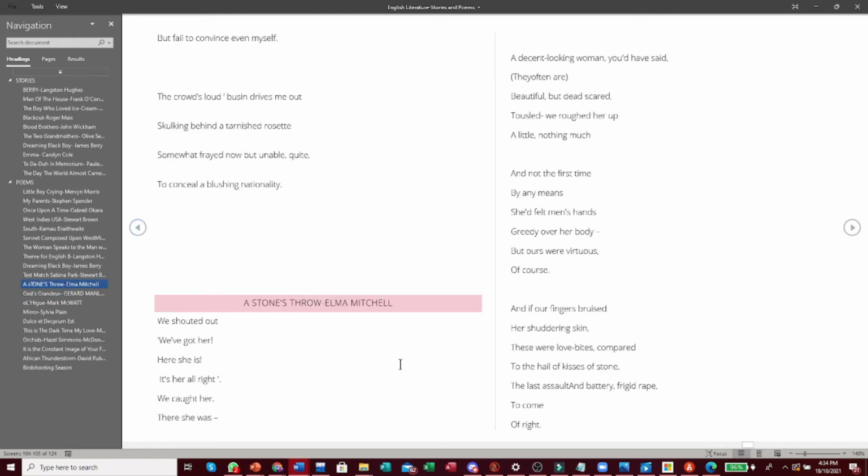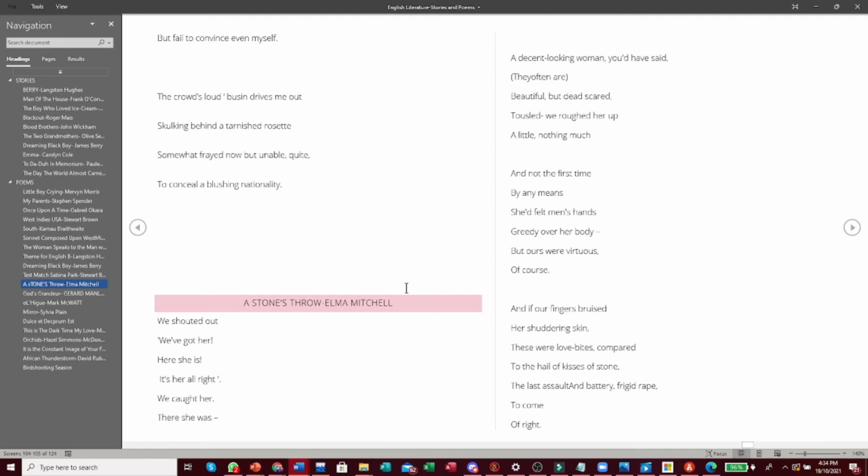To give you a little bit more context to the poem, I'm gonna read it now. We shouted out, "We've got her. Here she is. It's her all right. We caught her. There she was, a decent looking woman, you would have said. They often are. Beautiful but dead scared.